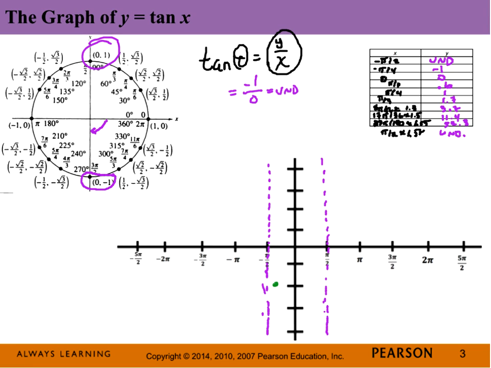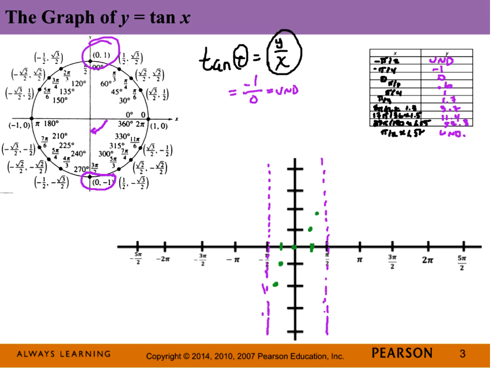Now I do know negative pi over 4. Negative pi over 4 is negative 1. So negative pi over 4 is halfway between negative pi over 2 and 0. So I have the point negative pi over 4, negative 1, then 0, 0. Here's pi over 4, halfway between 0 and pi over 2. And for positive pi over 4, I get positive 1. And then pi over 3 is 1.7, so about right here.